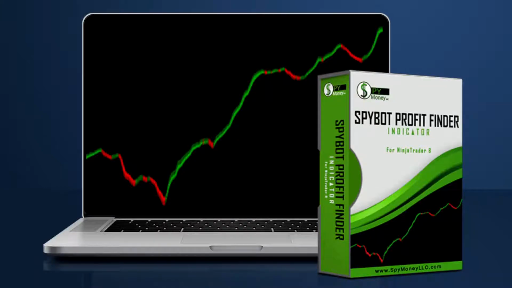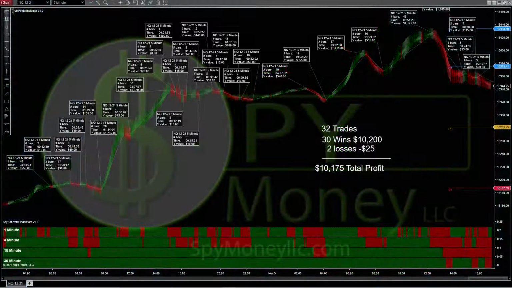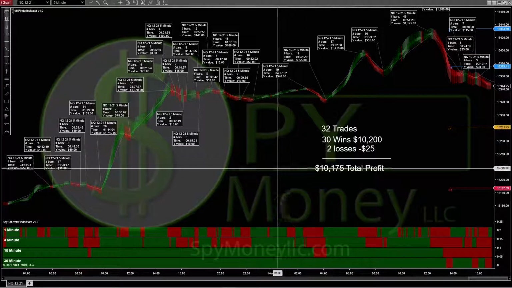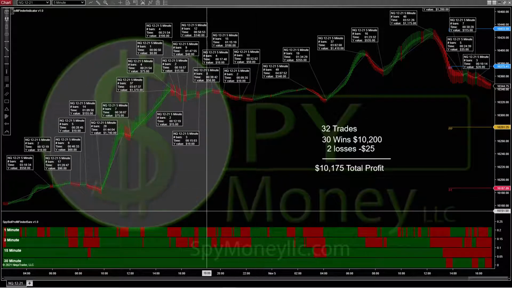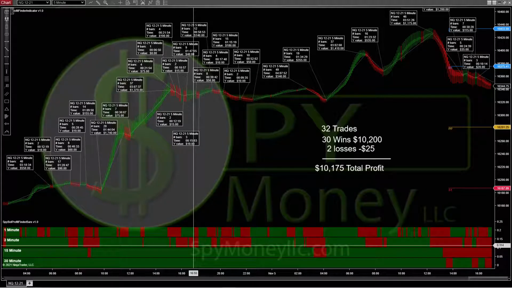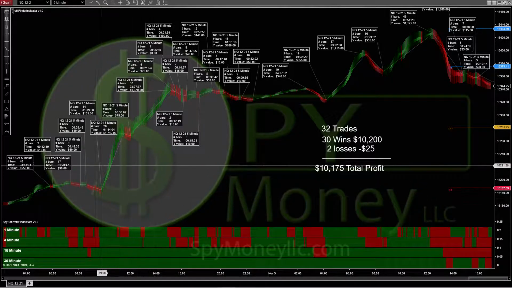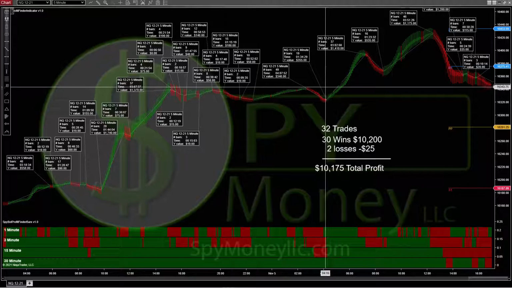We're going to talk about the SpyBot Profit Finder, how it works, how much money you can make with it, and is it the right indicator for you? So let's move over to NQ. We're going to look at NQ, and we have a lot of stuff going on here. We have the Profit Finder bars, which we're going to discuss, and we also have the Profit Finder indicator.